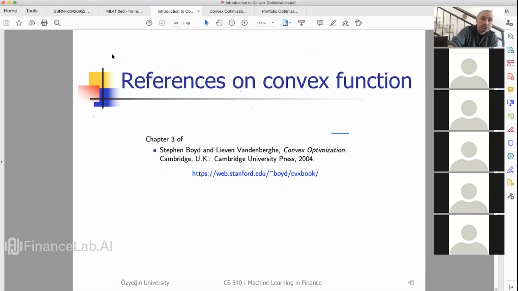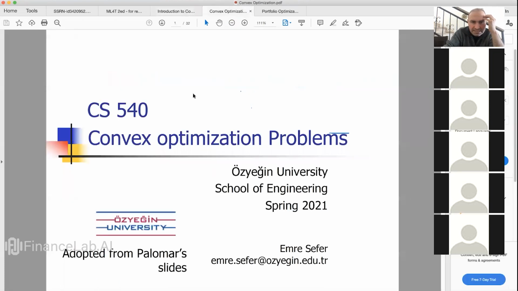And in terms of references, you can take a look at chapter 3 of Stephen Boyd's book. The topic right now, I haven't started the finance part yet. I'm still going over the prerequisites or some introduction to the course. So if you are more interested in this introduction, you can take a look at chapter 3 of Stephen Boyd's course.